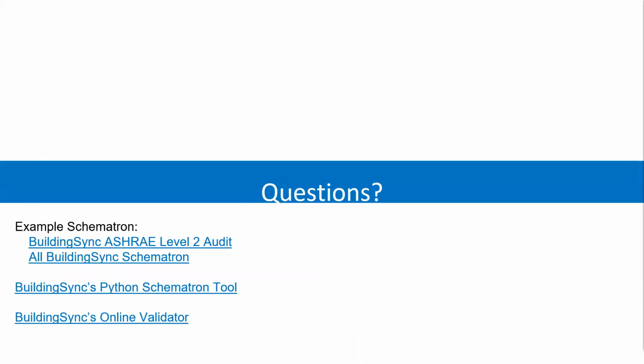Next slide. And that's it. If you're interested in seeing what more Schematron looks like and how we actually use it, I have some links here. We actually wrote an entire Schematron for an ASHRAE level 2 audit. It's quite large, and we tried to validate everything we could for a BuildingSync, I think version 2.1 or 2.2 file. Actually, I think we're up to 2.3 right now. So you can have a valid 2.3 BuildingSync file, and the Schematron will tell you what it's missing basically for it to be considered a level 2 audit.